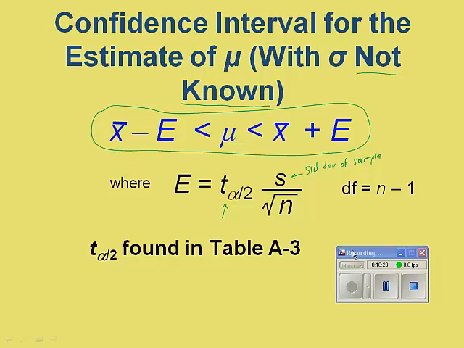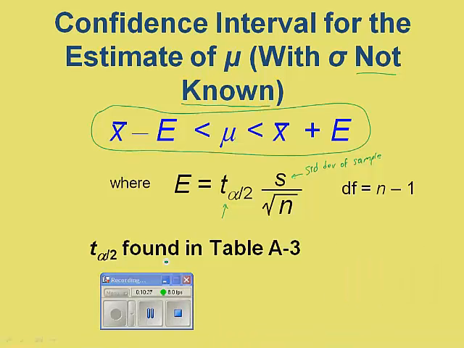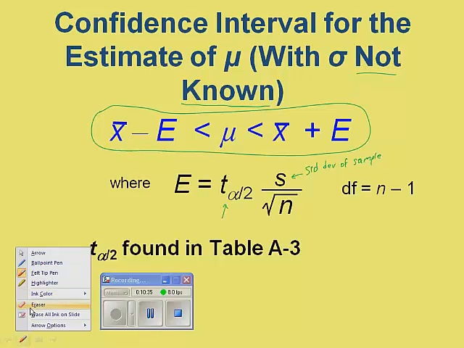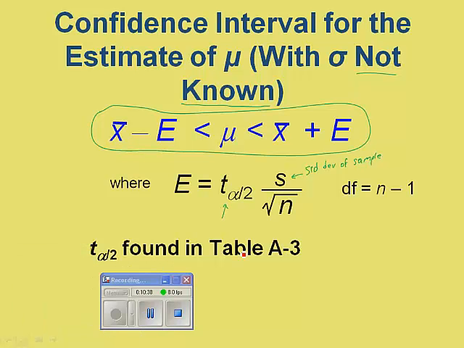Okay, now, it says T alpha over 2 is found in table A3. That's in the back of the book. I'll show you where in a second. There's one other thing you need to know when you talk about the t-distribution. There is something called degrees of freedom. What the heck are degrees of freedom? Well, I'll get to it, but it's very easy to compute. Just take n minus 1. In a sense, that's going to tell me where to look on the chart. But I'll explain what it is in a second.